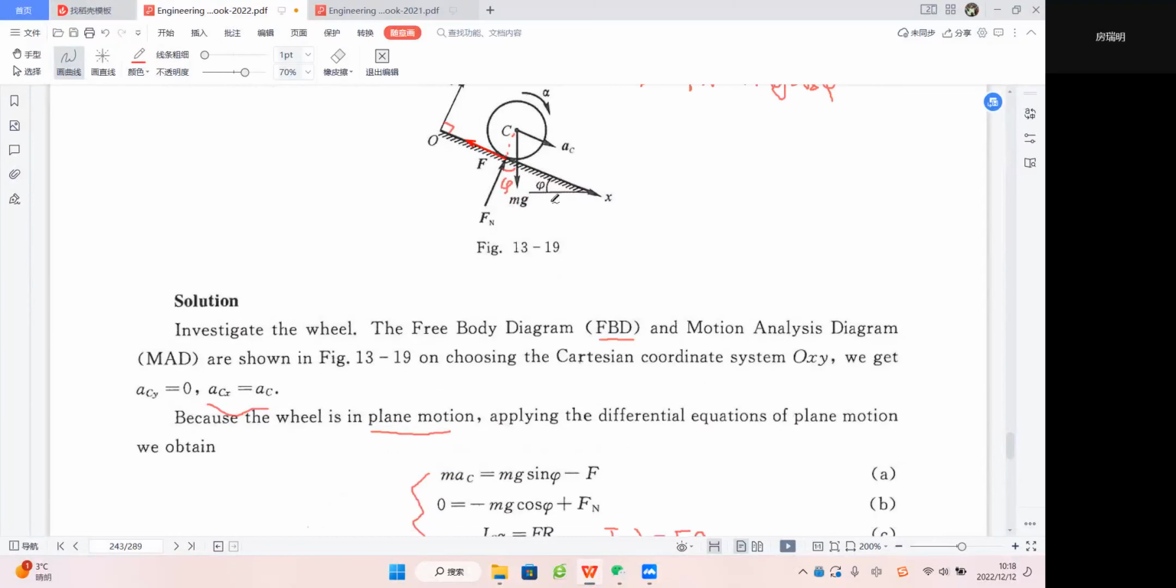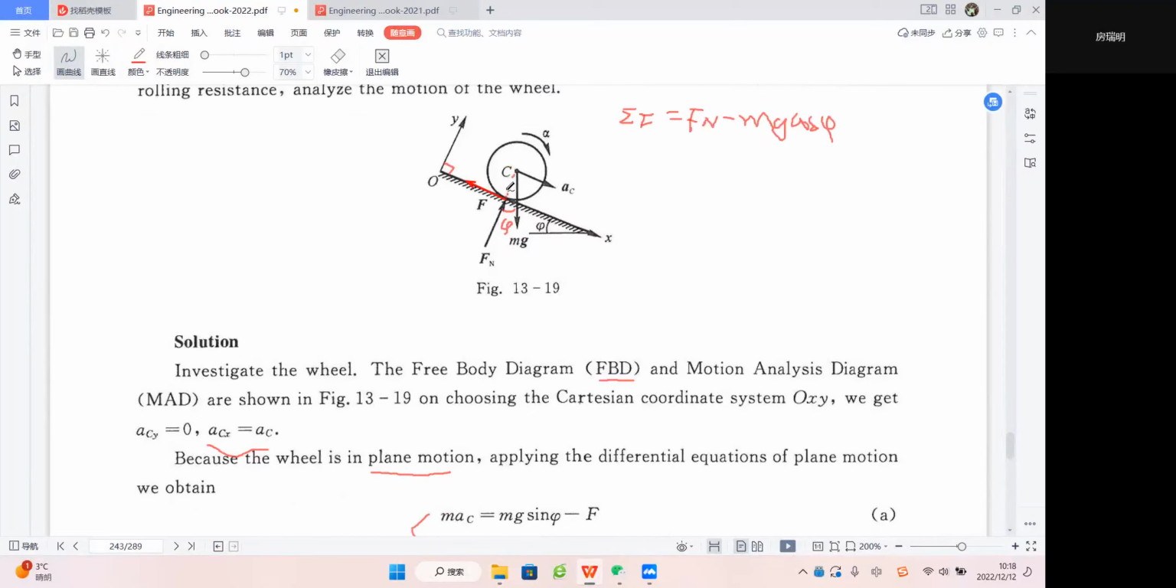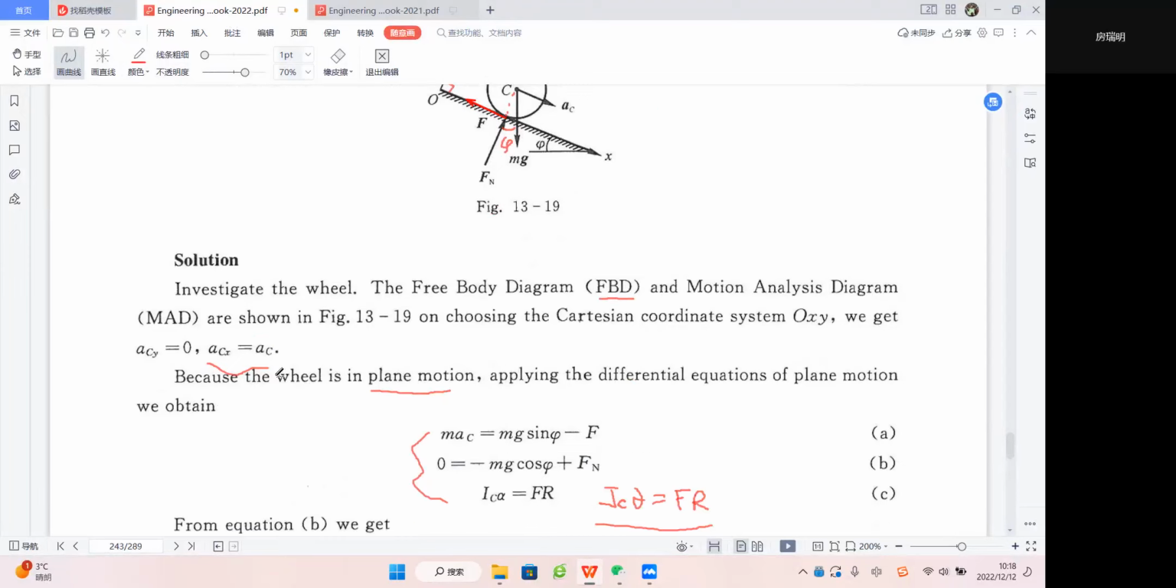m a_C should equal sigma F_X. So we have what? mg sine phi will be along this direction of X, and the minus F, because we assume that this friction F will be along this direction, trying to resist its move from high position to the lower position along this slope, right? So that is a_Cx equal a_C. So we have m a_C equal mg sine phi minus F.